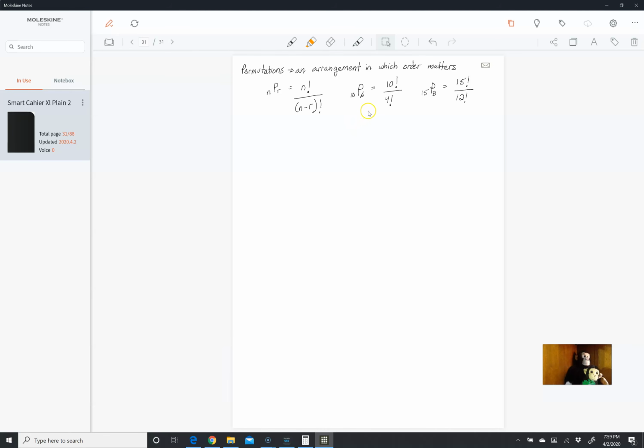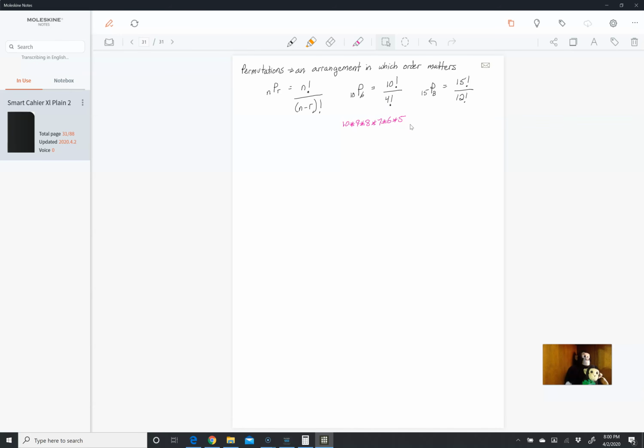Okay, this is essentially saying do 10 factorial but stop after 6 numbers. So for example, 10P6 would be, okay, start at 10, go 9, 8, 7, 6, 5. Stop there. There are 6 numbers. This division by 4 factorial is what gets rid of the 4 times 3 times 2 times 1.